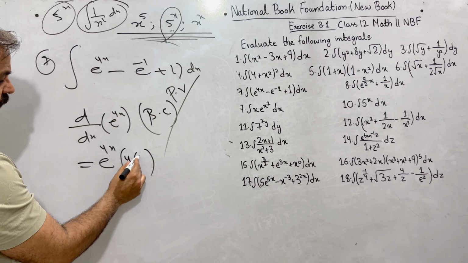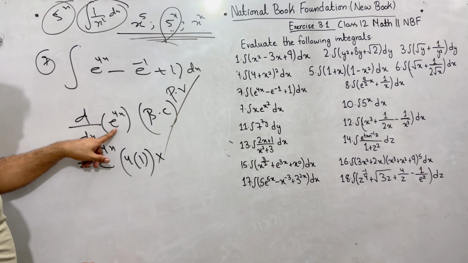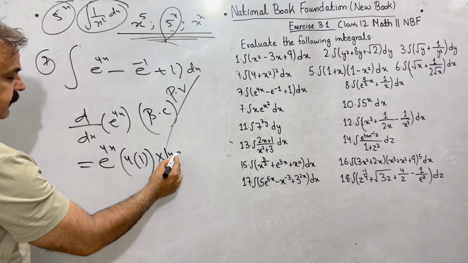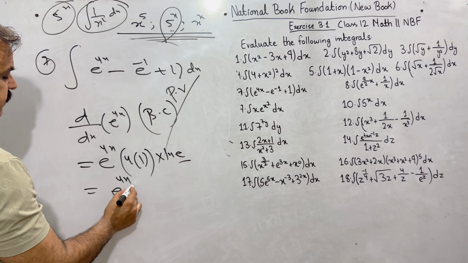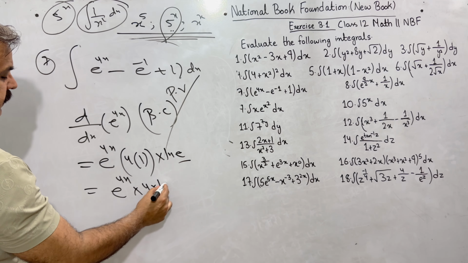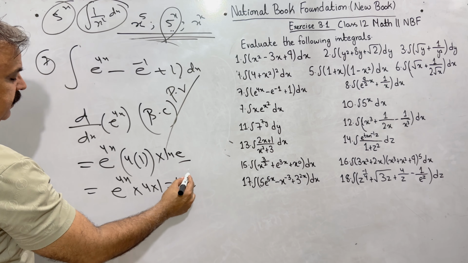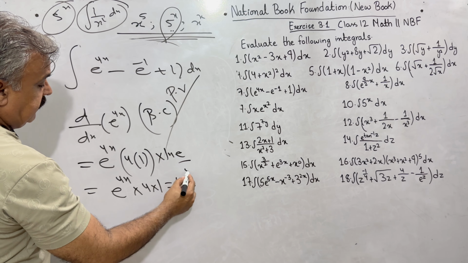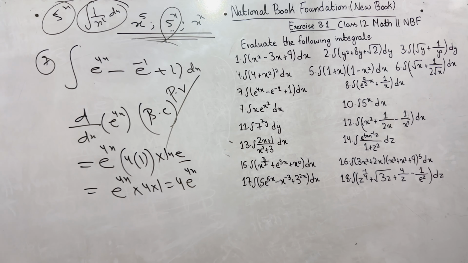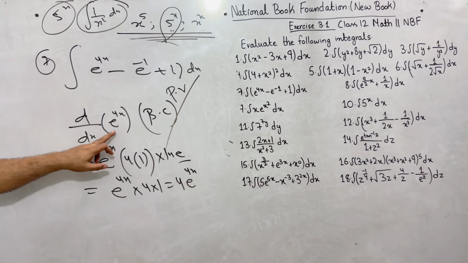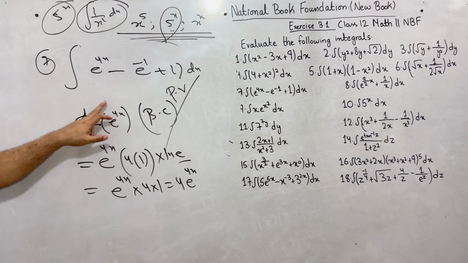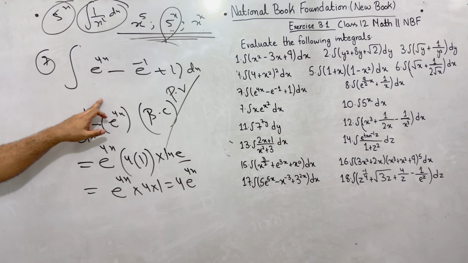Differentiation of e raised 4x means 4 times 1, and base with ln: ln e. We are familiar, ln e is 1. So e raised 4x differentiates to 4 times 1, so we have 4 times e raised 4x. That is the way of differentiating a function when the base is constant and the power is variable.